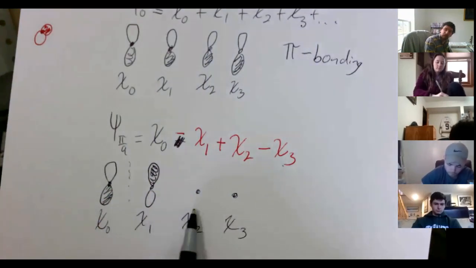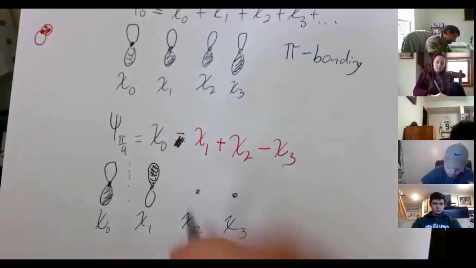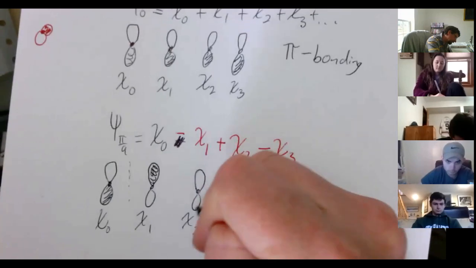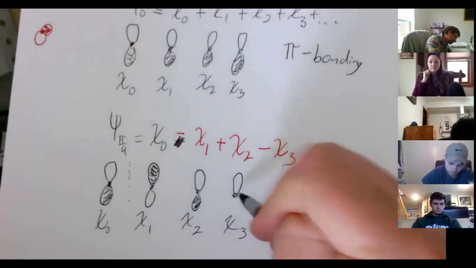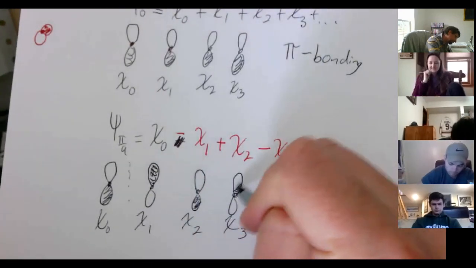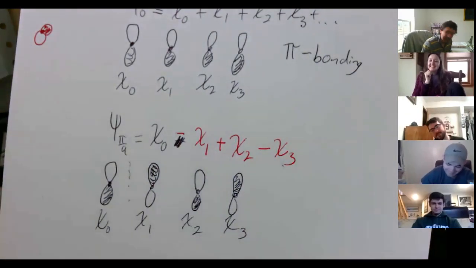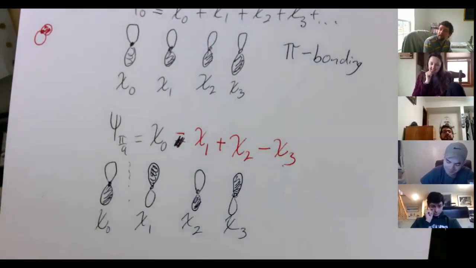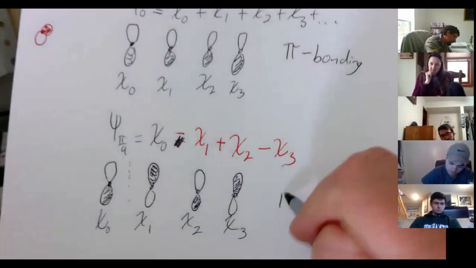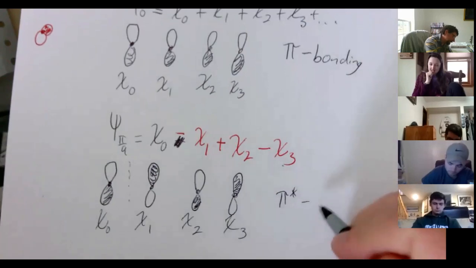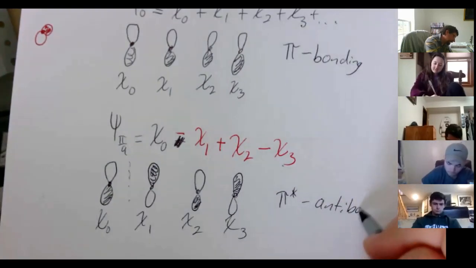All right, what about for chi 2? The bottom. Chi 3? The top. All right, and what type of orbital is this one then? Pi anti-bonding. Pi star. Yep, pi star, anti-bonding.